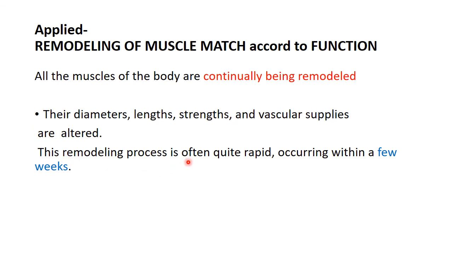This remodeling process is often quite rapid and can occur within a few weeks. So in 3 to 6 weeks, the remodeling process can start in your muscles. Whenever there is only a change in the diameter, length and strength, it is hypertrophy. And when there is also a change in the vascular supply along with the diameter, length and strength, it is not hypertrophy, but hyperplasia.